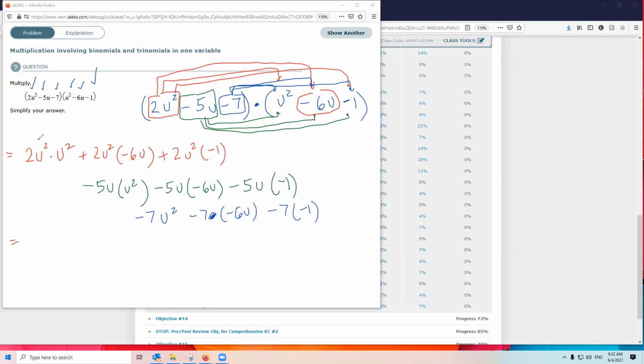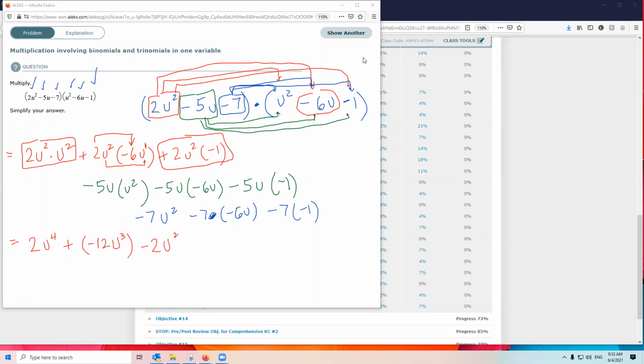Well, this is 2u to the 4th. Remember, I'm adding the exponents on the u's. All right, this is going to be 2 times negative 6, which is a negative 12. And then I have u to the 2 times u to the 1. Well, you add the exponents, and that's going to be a u to the 3. Then this is going to be a negative 2u squared.